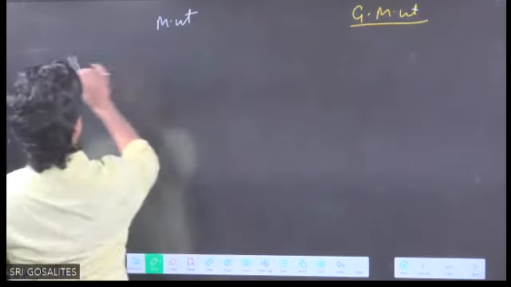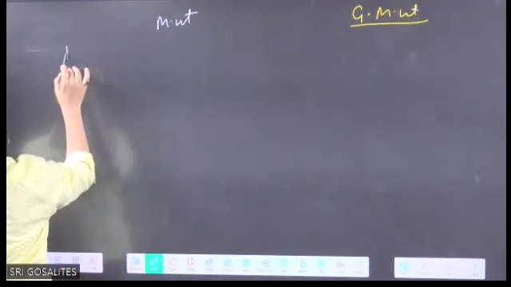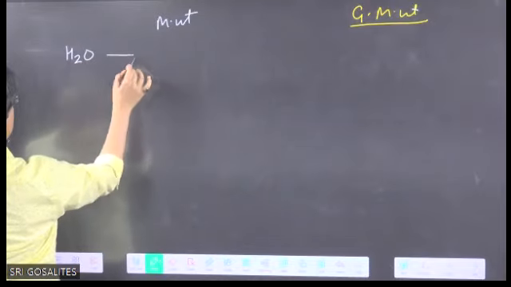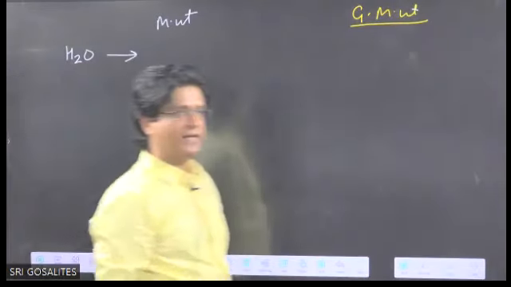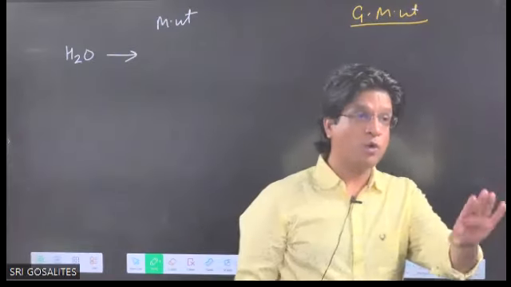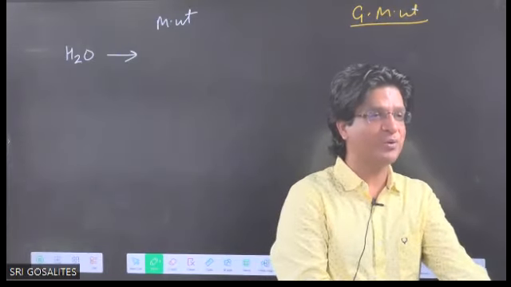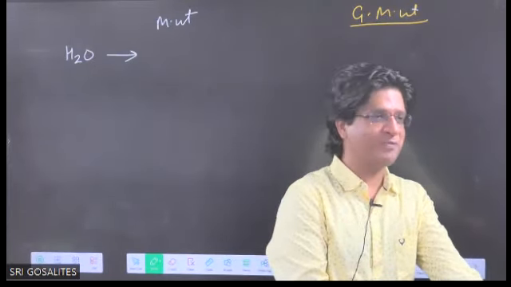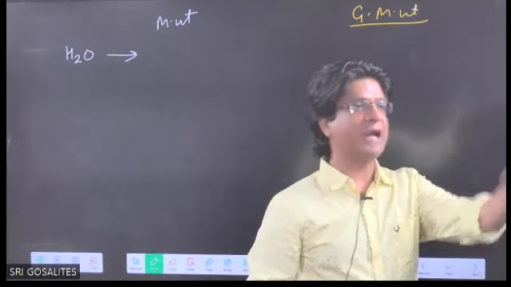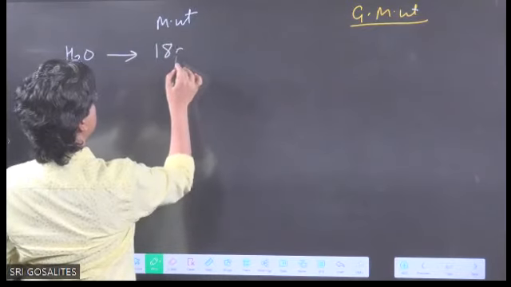Chalo. So let's say we are having H2O. Who will tell me what is the molecular weight? Not gram, it will be AMU. The same relationship that was existing between atomic weight and gram atomic weight. It will be 18 AMU.